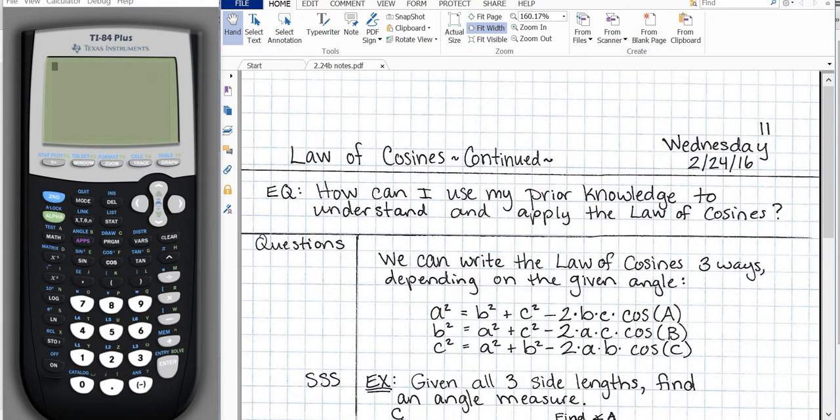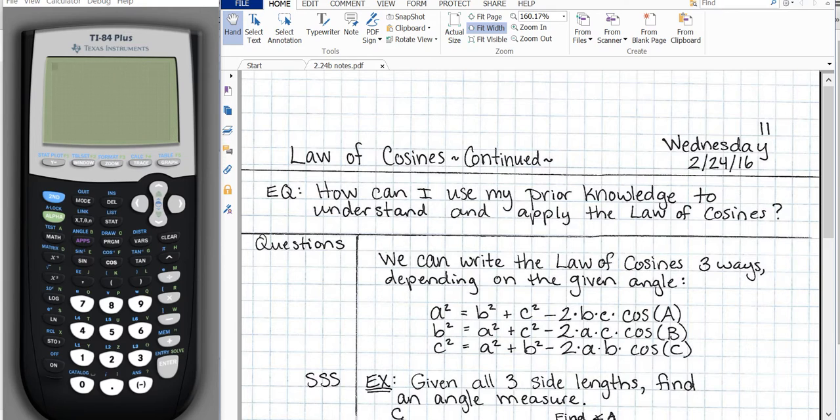Okay, in our last video we took a look at how the law of cosines is put together, how it works, where it comes from. And now why don't we just consider an example? So we're going to take a look at applying our knowledge.